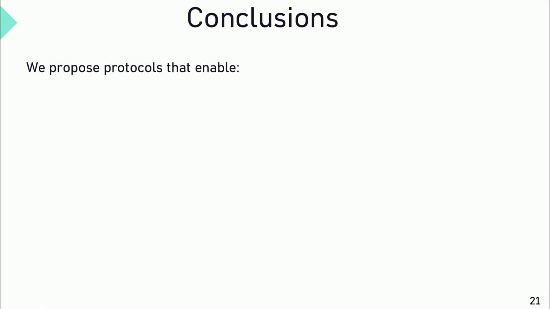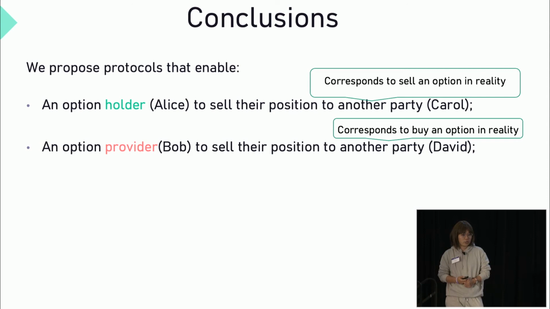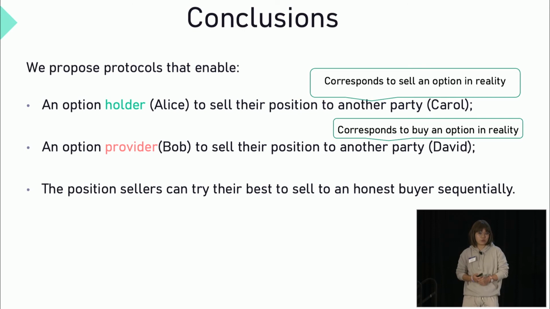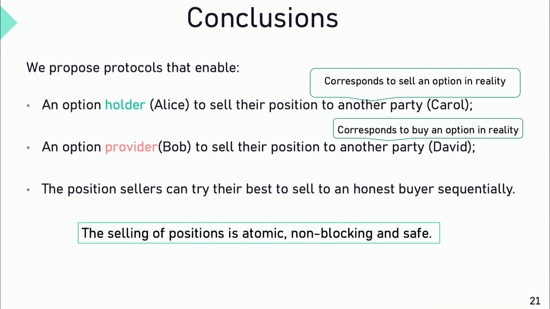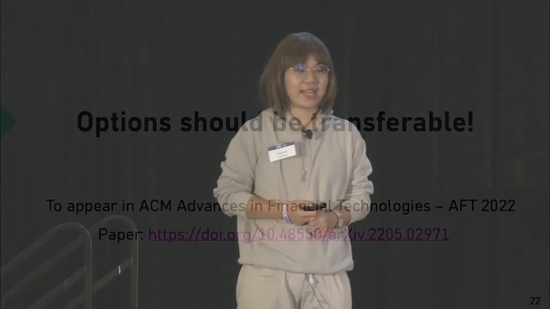To summarize, we propose protocols that enable an option holder to sell their position to another party. That corresponds to selling an option in reality. We also have protocols to allow an option provider to sell their position. That corresponds to buying an option in reality. Those position sellers can try their best to sell to an honest buyer sequentially. And the selling of positions is atomic, non-blocking, and safe. In a word, options should be transferable. This paper will appear in AFT 2022, and you can also find our paper on arXiv. Thank you. Now I can take questions.